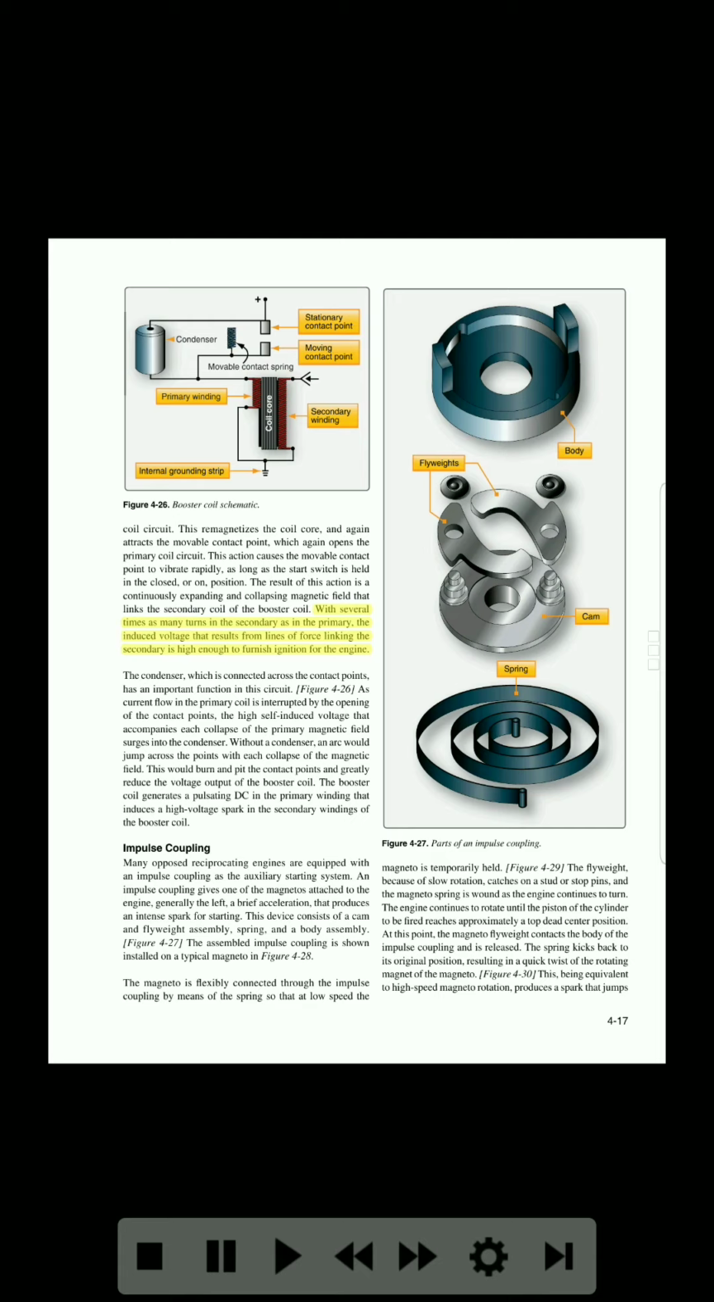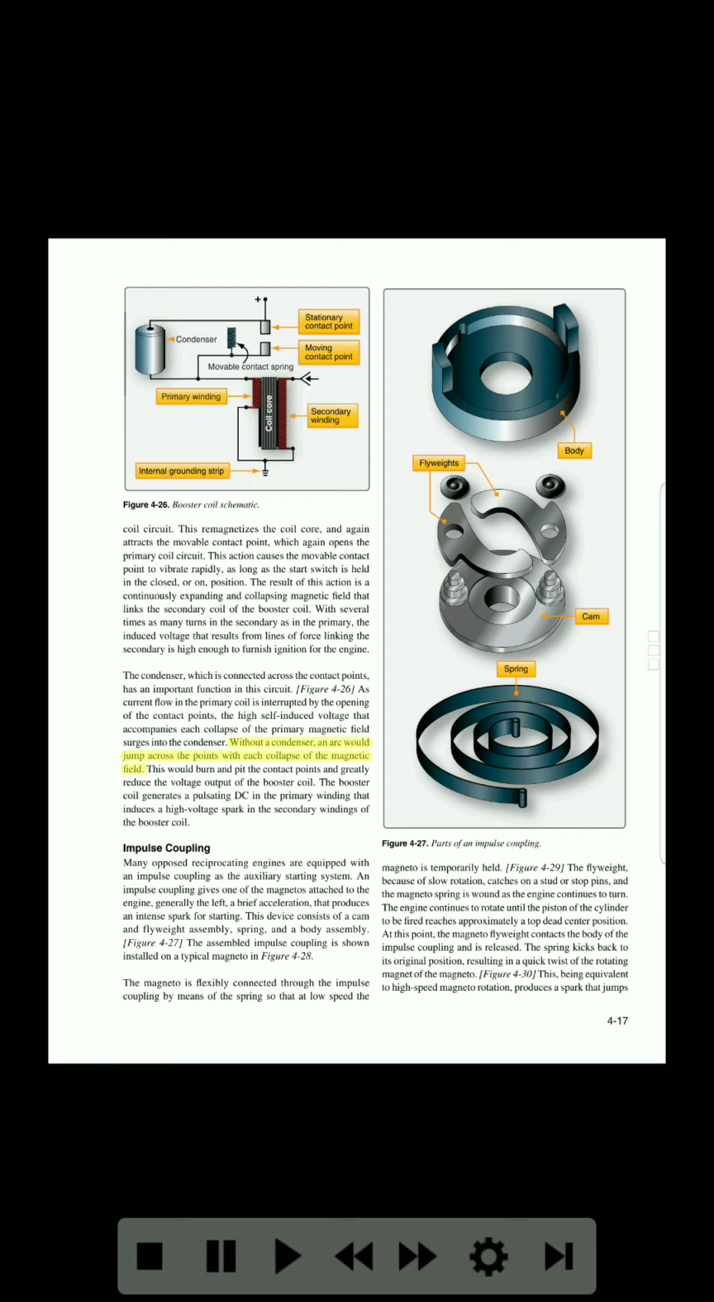The induced voltage that results from lines of force linking the secondary is high enough to furnish ignition for the engine. The condenser, which is connected across the contact points, has an important function in this circuit. As current flow in the primary coil is interrupted by the opening of the contact points, the high self-induced voltage that accompanies each collapse of the primary magnetic field surges into the condenser.